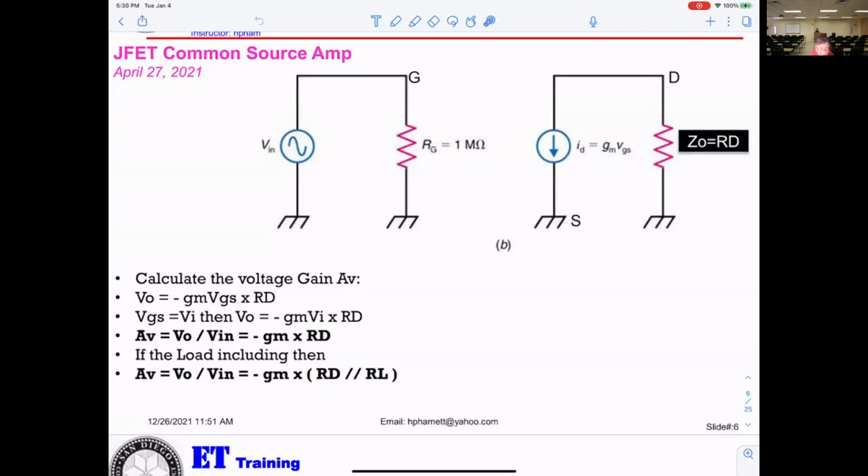The thing is, the output impedance now does not equal RD only. It will be a combination of RD in parallel with RL.